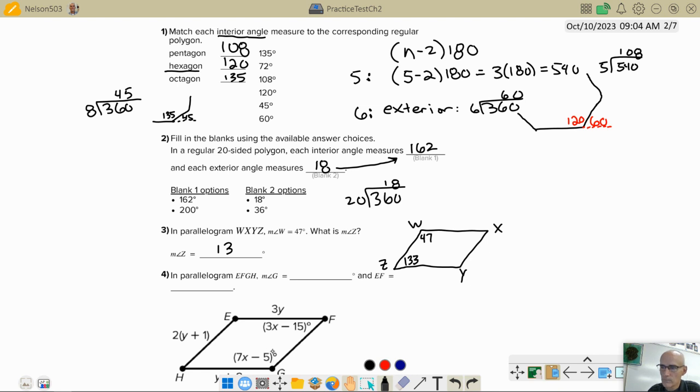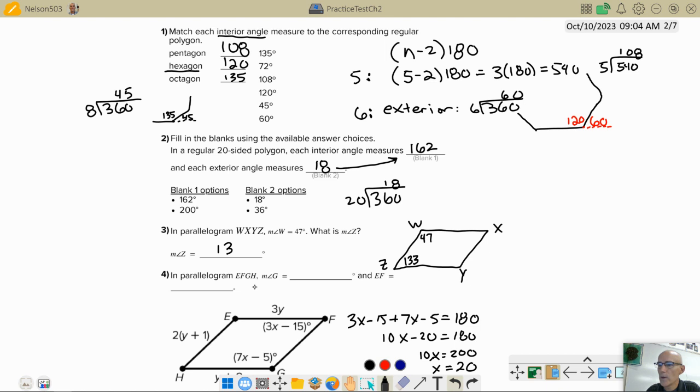Okay, well, these two angles right here are supplementary. So if I go 3x minus 15 plus 7x minus 5, and I set it equal to 180, I've got 10x, and I've got minus 20 equals 180. I move the 20 to the other side by adding. I get 10x equals 200. And then I divide both sides by 10. X comes out to be 20.